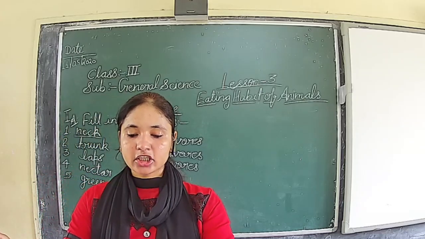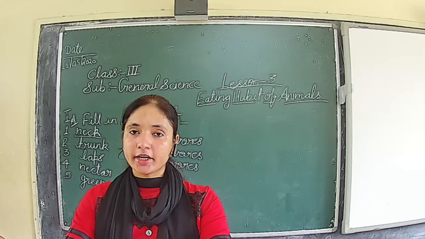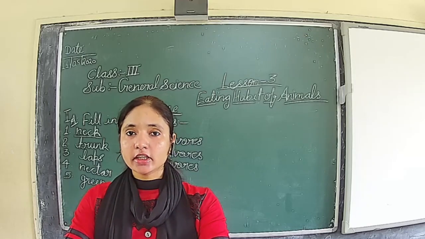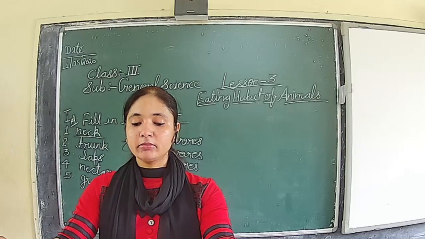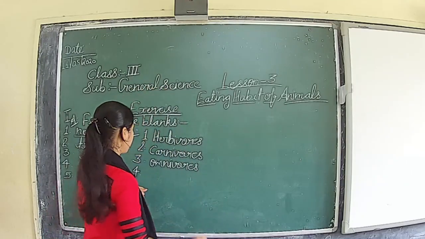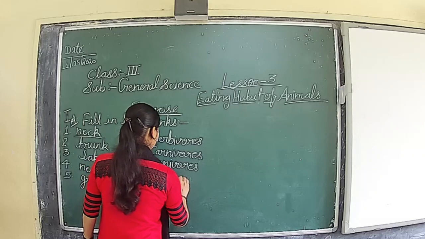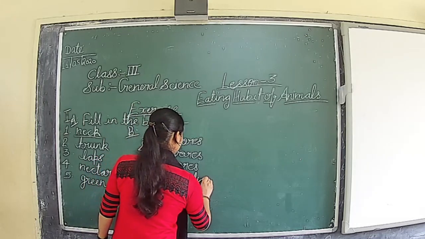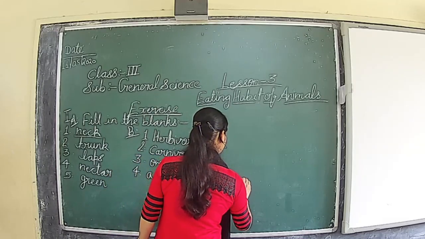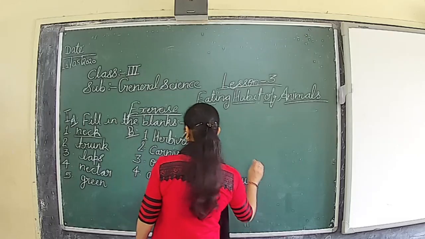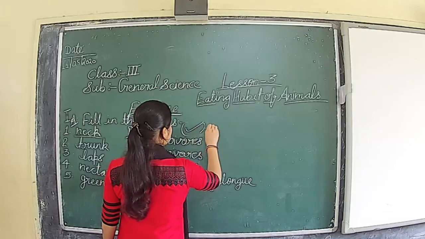Then the next one is, camel and frog have, the options are, a forked pointed beak, a long sticky tongue, and the third option is sharp forked teeth. So the right answer will be a long sticky tongue. Okay, here you have to pick the right answer.